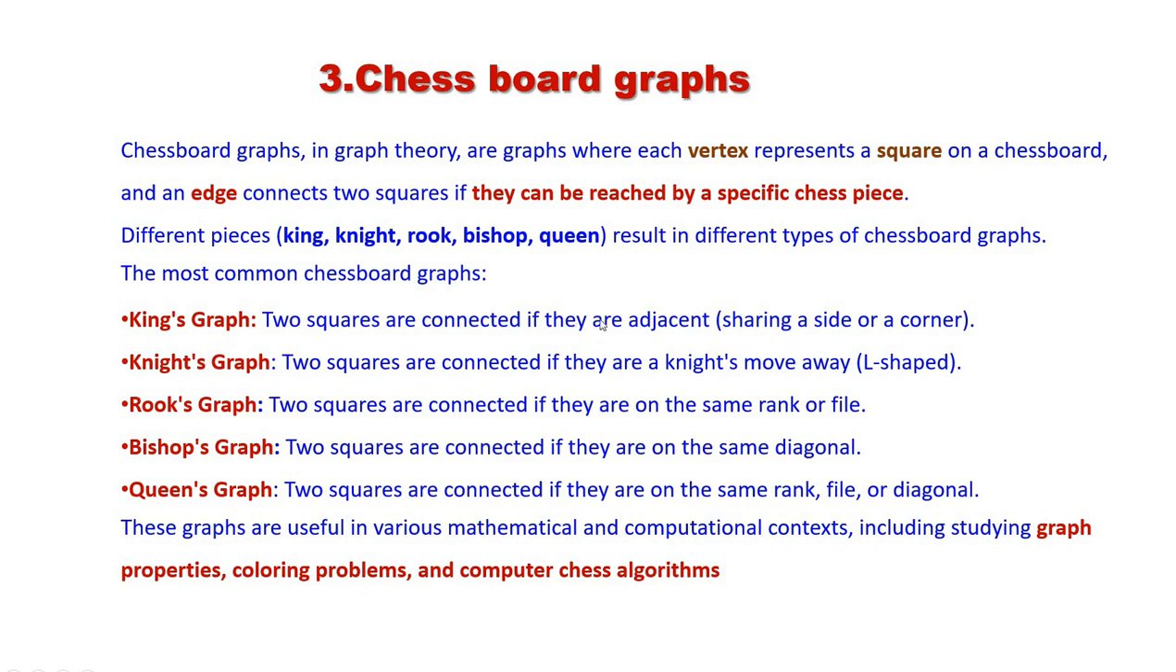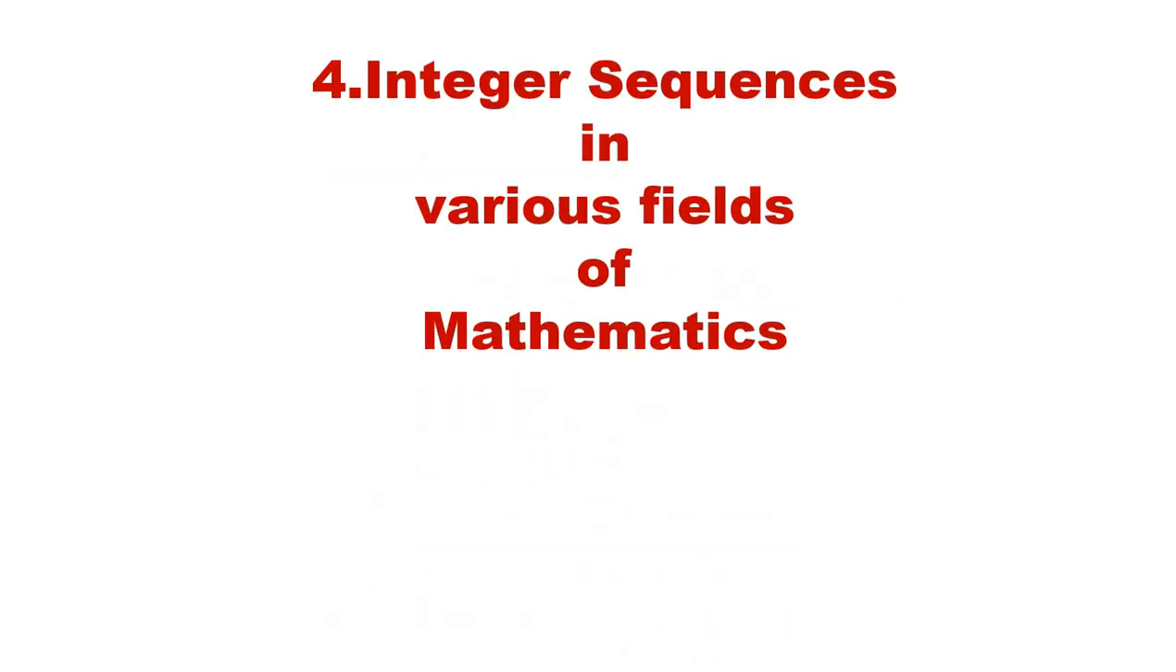Two squares are connected if they are adjacent, sharing a side or a corner. So all these properties, I mean, how do you get the king's graph and so on, must be mentioned, and these graphs, their application, can be mentioned. They are used in various mathematical and computational contexts, including studying graph properties, coloring theorems, and computer chess algorithms. So both at UG and PG level they can be done.